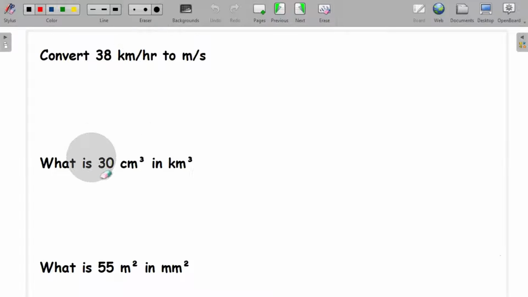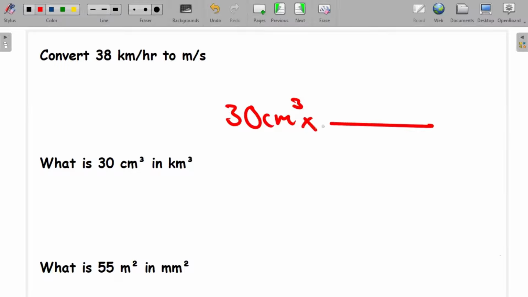We are converting volume. This is volume. So what are we going to do? We're going to apply the same conversion factor of a centimeter to a kilometer. We're going to say 30 cubic centimeters multiplied by the conversion factor between a centimeter and a kilometer. Since we want to get rid of the centimeter, it is supposed to be on the opposite side, which is the denominator. So how many centimeters are making up 1 kilometer? That is the question that I had asked.